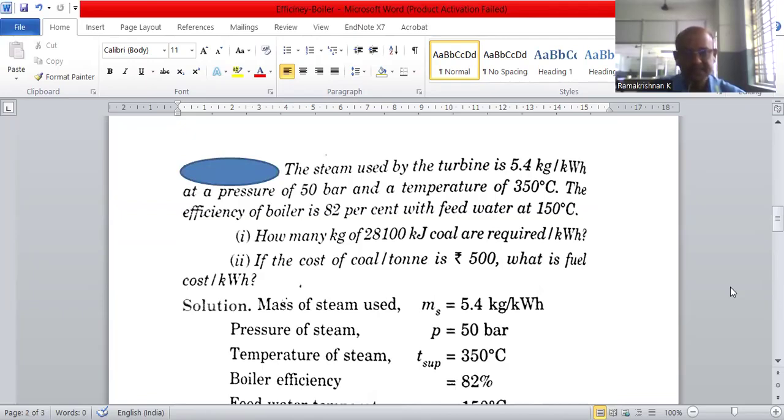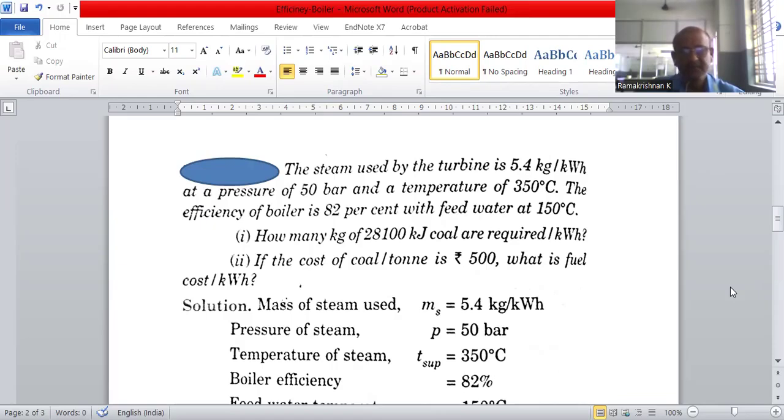So it is a sample problem. Steam used by the turbine is 5.4 kg per kilowatt hour at a pressure of 50 bar and a temperature of 350 degrees Celsius. The efficiency of the boiler is 82% with feed water at 150 degrees Celsius. The question is, how many kg of 28,100 kilojoule coal are required per kilowatt hour? The second question is, if the cost of coal per ton is 500 rupees, what is the fuel cost per kilowatt hour?